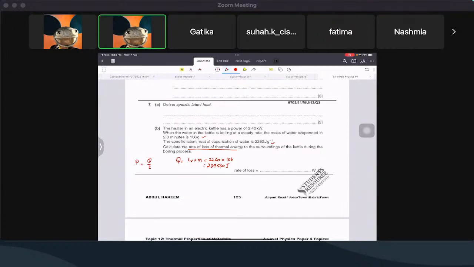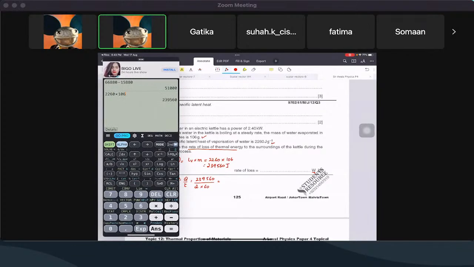Now we have time as 2 minutes, which means that power will be energy over time. So this will be 239560 divided by, I gotta change this because it's in watts. I want time to be in seconds because it's SI units. So 2 times 60, which means I'm changing 2 minutes to seconds. And now I'm gonna divide this by 2 and divide by 60. So it is going to be 1996.3 watts. Is it clear, everybody?